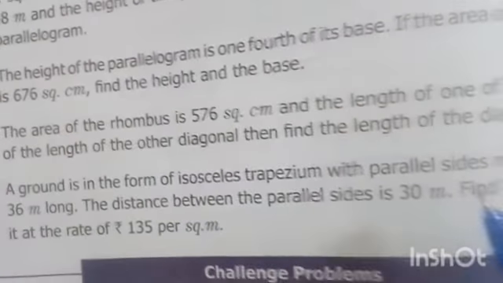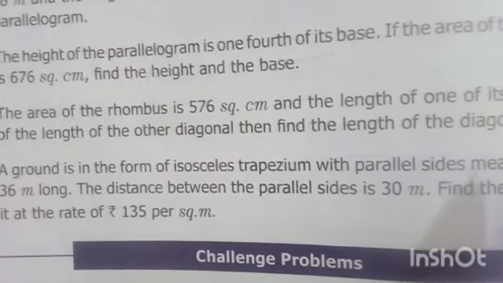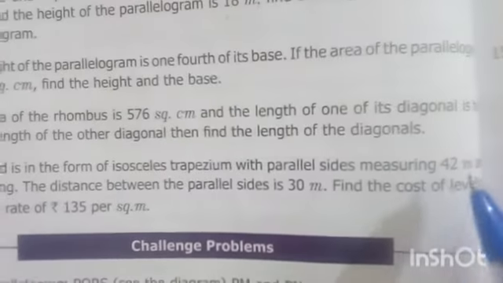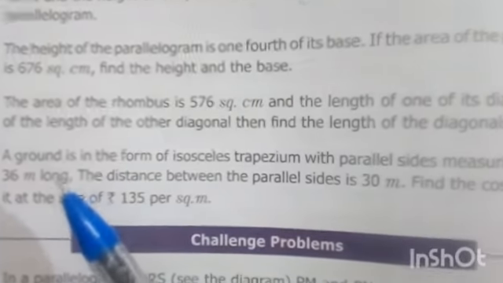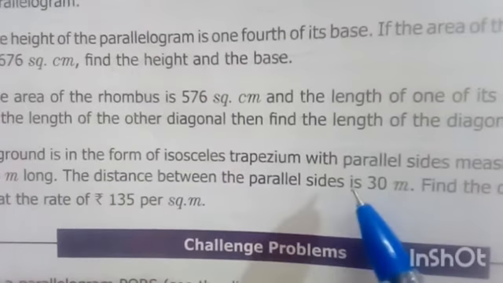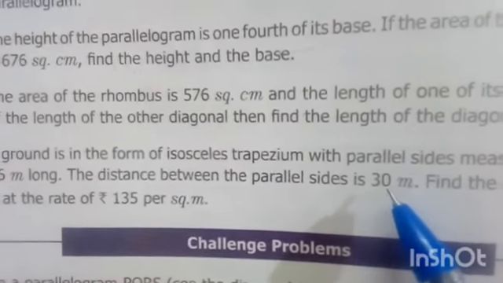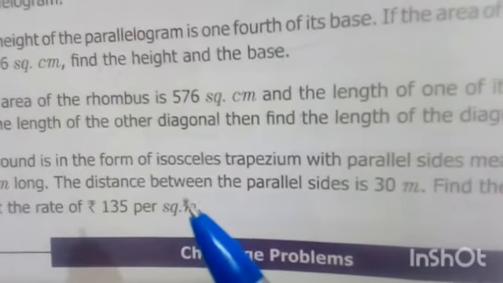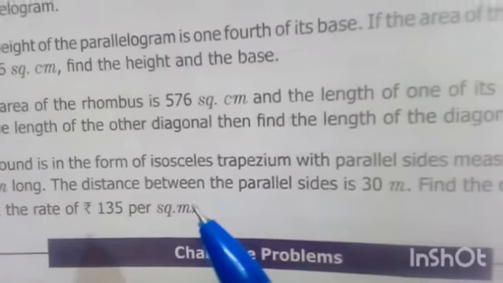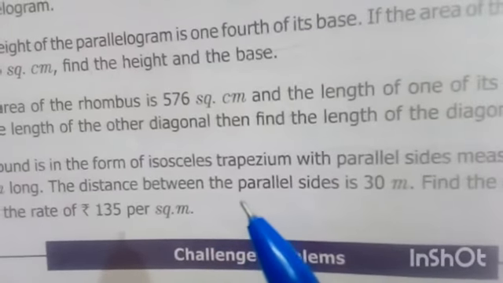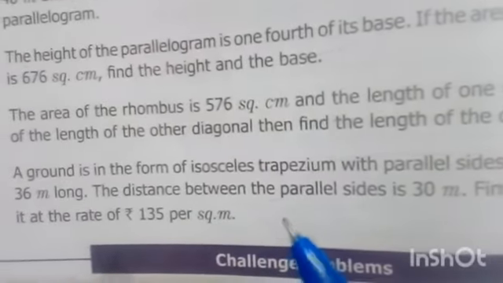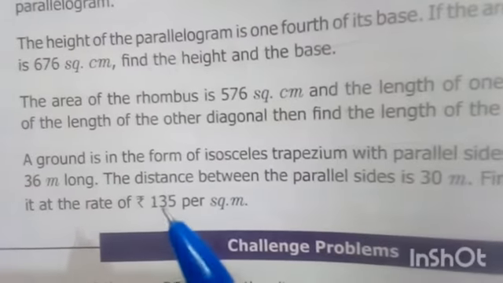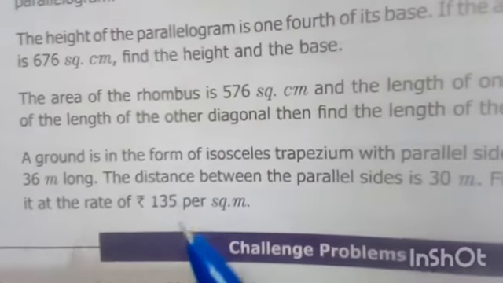In this isosceles trapezium, the parallel sides are denoted as A and B. The distance between the parallel sides is denoted by H, that is the height, 30 meter. The trapezium formula you know is half into H into A plus B square units. Using that formula, first you find the area, then multiply the area with the amount 135.